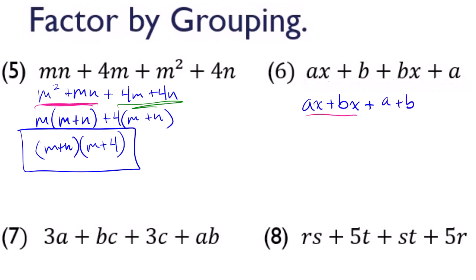Okay, so now I'm going to group the first two terms together. Ax plus bx, x is a common factor, and so then I would have a plus b left over, right? Once I divide by x. Here the common factor is just a 1.